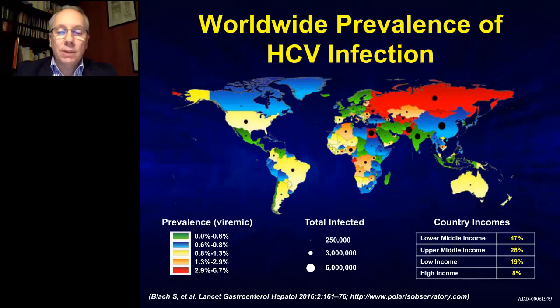And importantly, you can see that the vast majority of patients with HCV infection live in lower middle income countries and upper middle income countries, 47 and 26% respectively, 19% in low-income countries, and a very small minority, only 8%, in high-income countries where most diagnostic and treatment tools are available.